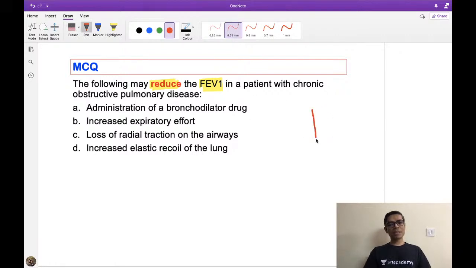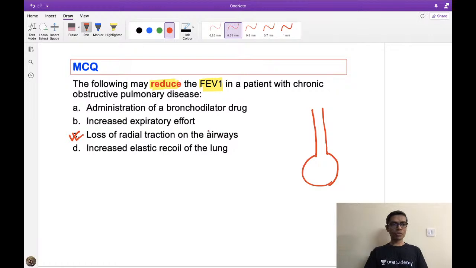So in the previous question also we have seen that in an emphysema patient the compliance is increased. Compliance means the expansibility of the lung, that is the stretchability of the lung. So suppose I have made this alveoli. Now before going into the detailed discussion, first of all the answer here is nothing but C, that is the loss of radial traction on the airway.